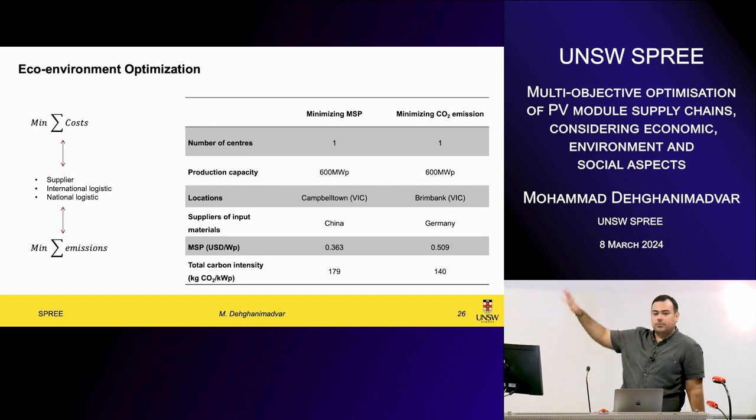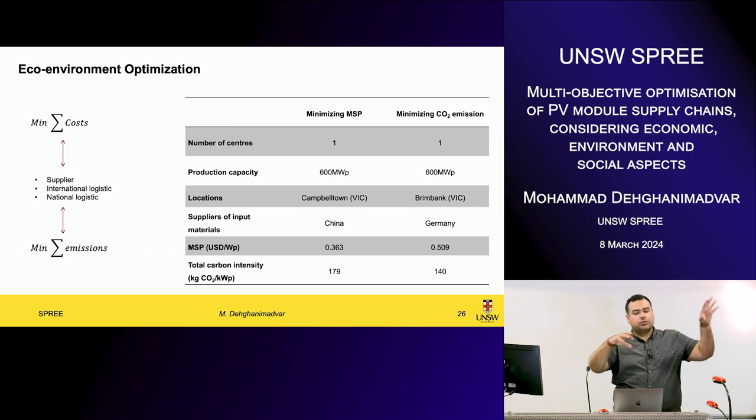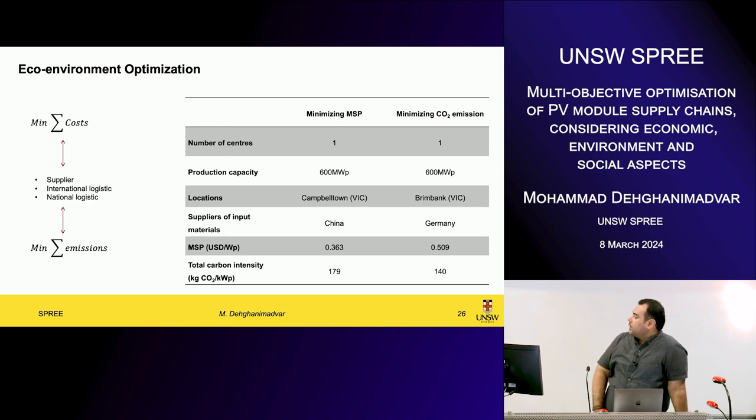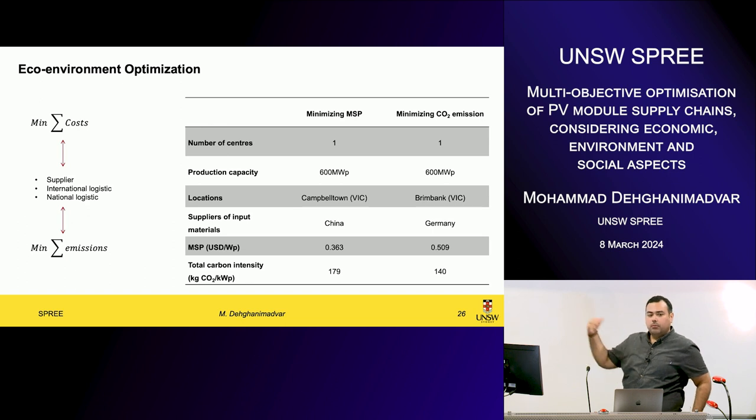So we found there is a trade-off between minimizing cost and minimizing environmental impact by choosing supplier and transportation. When you change your supplier, your transportation route changes. Importing everything from China or importing everything from Germany gives different transportation emissions. In the best case scenario, if we just minimize CO2 emission, the model says bring everything from China and make it in Australia, and your carbon intensity would be 140. If you just minimize the cost, the model says bring everything from Germany and China, and your carbon emission would be 180.